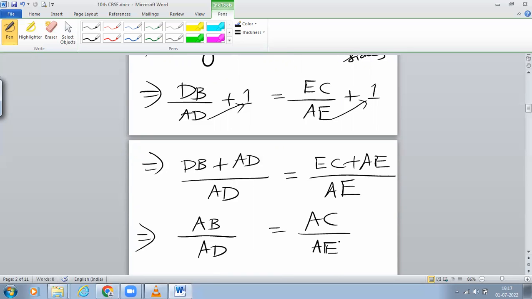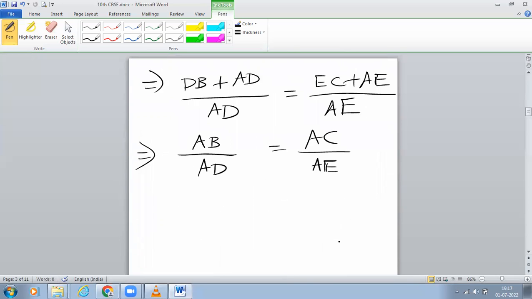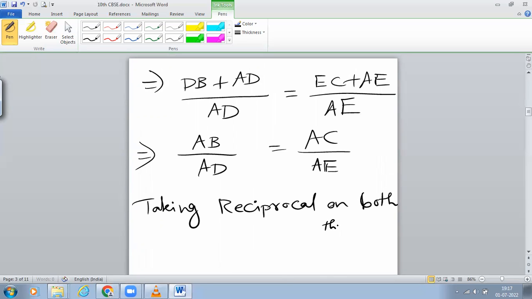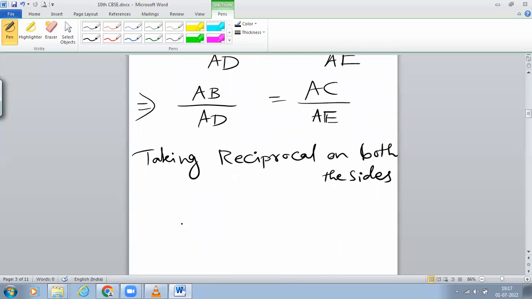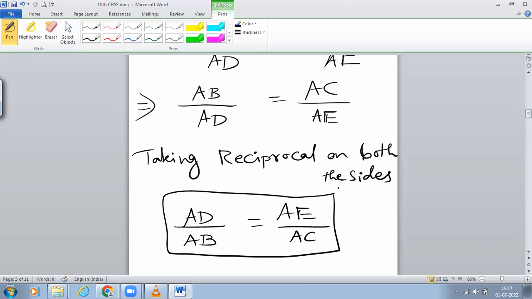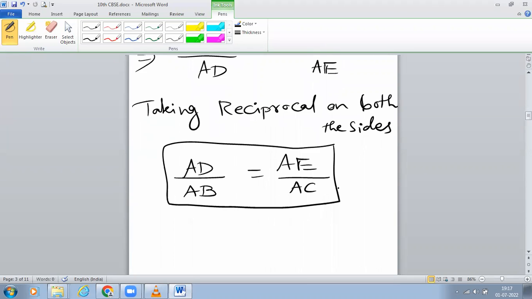Now this is the final step. Again, we have to take reciprocal on both sides. If you take reciprocal on both sides, AB by AD will become AD by AB, with AD going to the numerator and AB to the denominator, which is equal to AE going to the numerator and AC to the denominator. We'll get AE by AC. That's it. Please put the box. See here, this is what they asked us to prove: prove that AD by AB is equal to AE by AC. Hence proved.